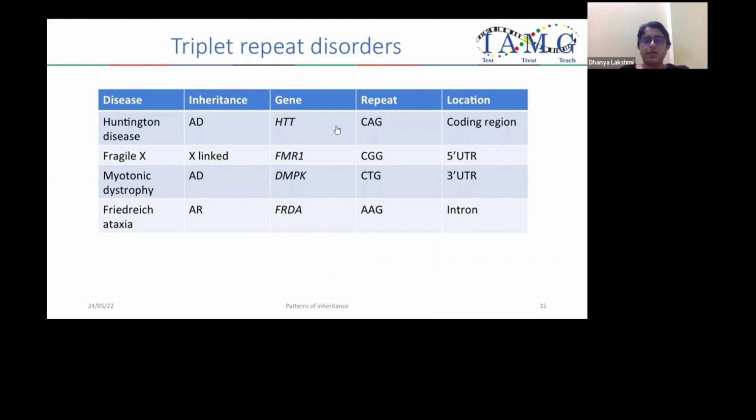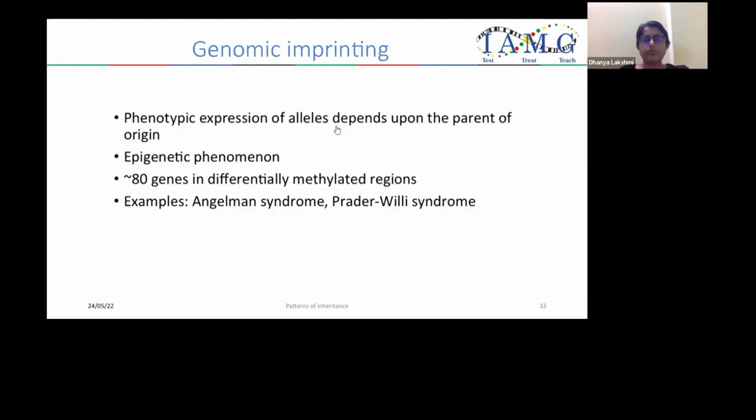Some of the examples for this group of disorders include triplet repeat disorders like Huntington disease, Fragile X syndrome, myotonic dystrophy, and Friedreich's ataxia.